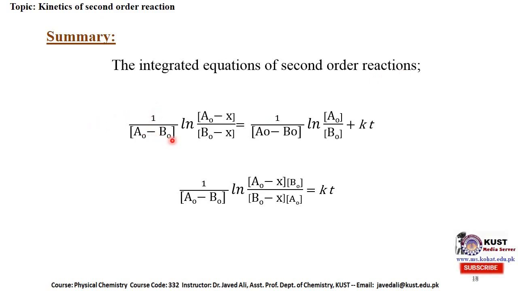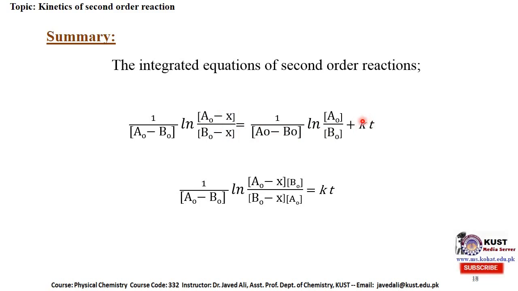Below are integrated equations of second order reaction when initial concentrations of reactants are different, which are 1 divided by a naught minus b naught log a naught minus x divided by b naught minus x is equal to 1 divided by a naught minus b naught log a naught divided by b naught plus kt. We can find out the concentration of product or reactant at any t if we know the initial concentration of reactants A and B and also know the rate constant.